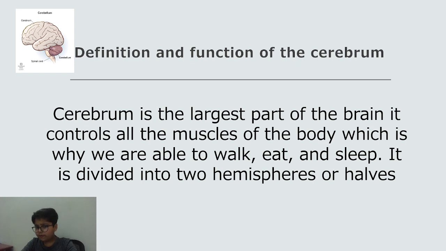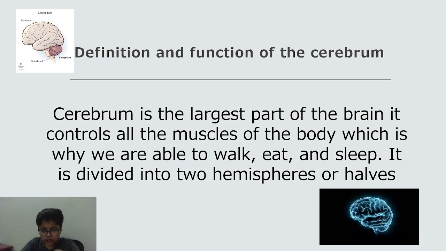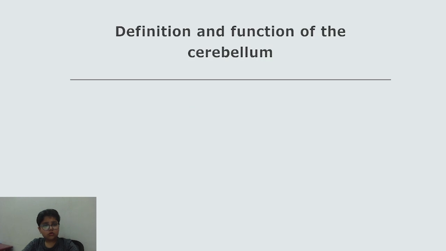So I hope you know the cerebrum. What is the largest part? The cerebrum. What does it do? It controls the muscles. And it is divided into two hemispheres, or two halves. Got this? This was very easy. So now let's move on to the definition of the cerebellum.